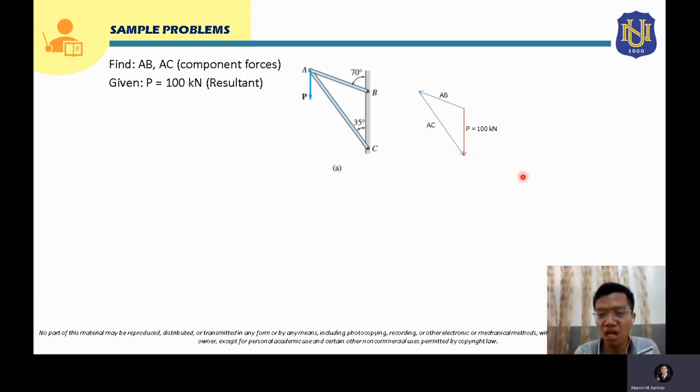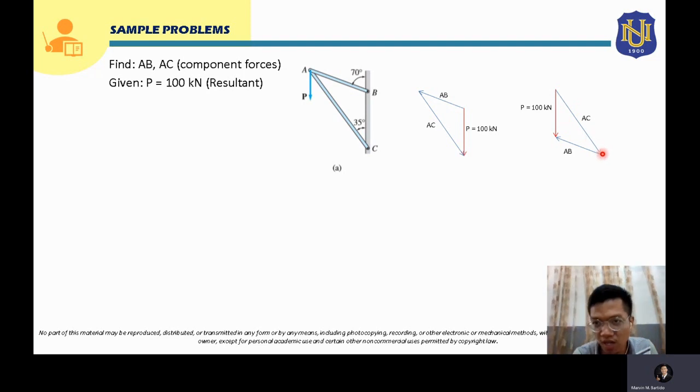Now you can actually draw it also this way. You draw first the resultant, and then you draw your member AC, your component force AC, this way, and then you draw the next vector, which is AB, this way.